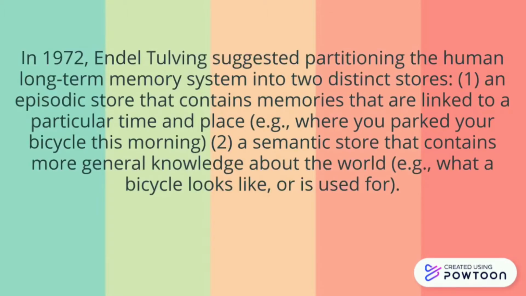In 1972, Endel Tulving suggested partitioning the human long-term memory system in two distinct stores. First, an episodic store that contains memories that are linked to a particular time and place, for example, where you parked your bicycle this morning. And the second is a semantic store that contains more general knowledge about the world, for example, what a bicycle looks like or is used for.